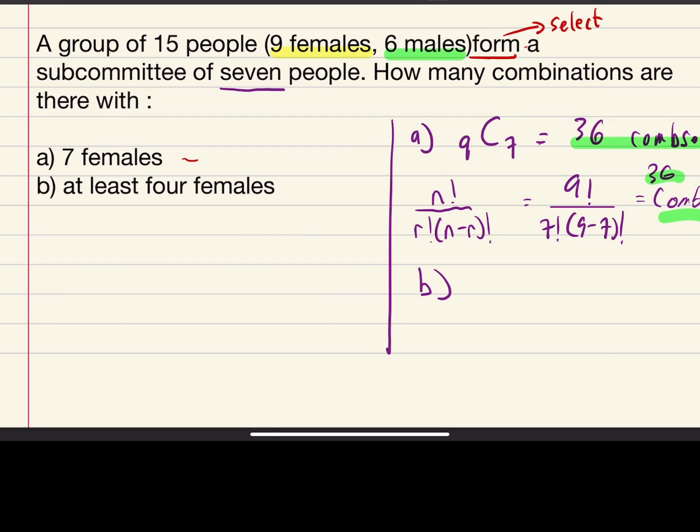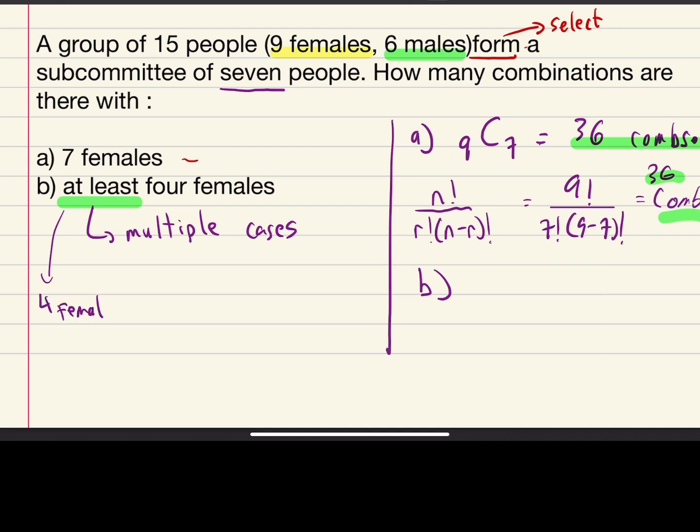Now, much like we saw with the permutations, you could also have combinations with multiple cases. And just like in permutations, some of the key words that indicate that would be and, or, at least. So in this case, we want at least 4 females. So we know, and I'm underlining this here, and I'm writing multiple case. What that means is, because you're selecting 7, if it's at least 4 females, that means that for one combination, you have 4 females and then 3 males, right? Because, again, you have to make 7.